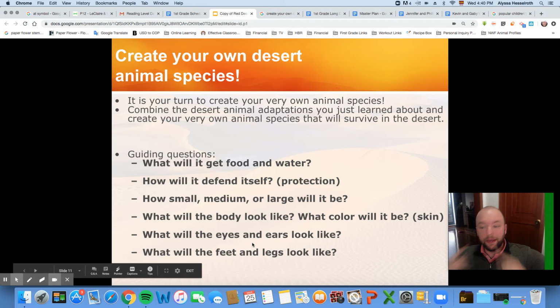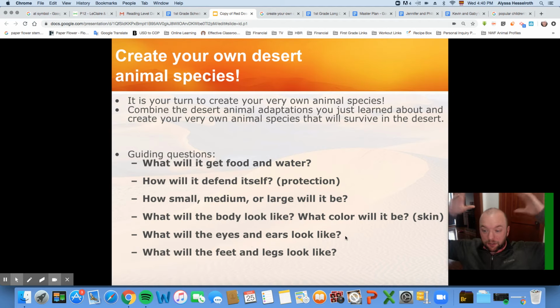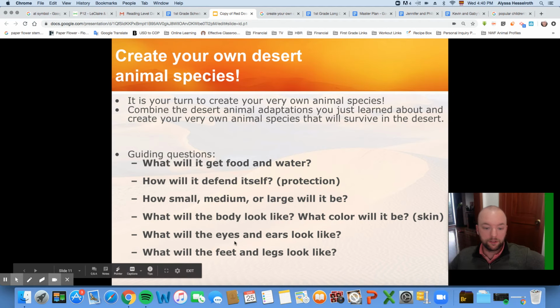What will the eyes and ears look like? Will they be big ears or hairy ears? Will their eyes be very big? Will their eyes have very long eyelashes? Will their eyes have very big eyebrows? I don't know, it's up to you. And what will their feet and legs look like?